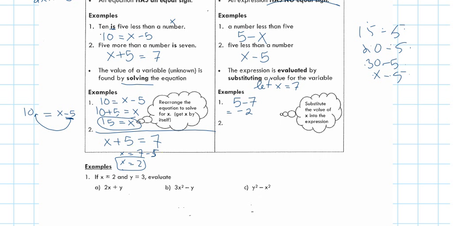Can you do the same thing for the second expression? So again, x is equal to 7. You're going to substitute x with 7. So 7 take away 5. What is that equal to? 2. So with the expression, you can only evaluate the expression if I give you a value for x, or for whatever letter you have.